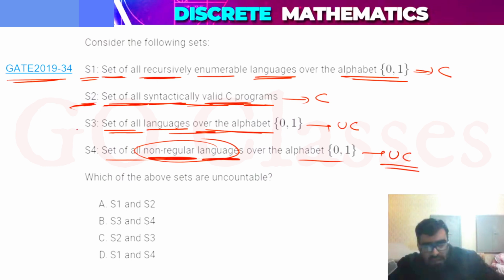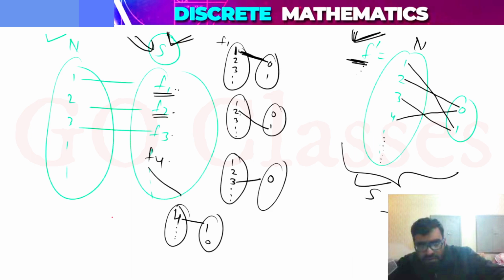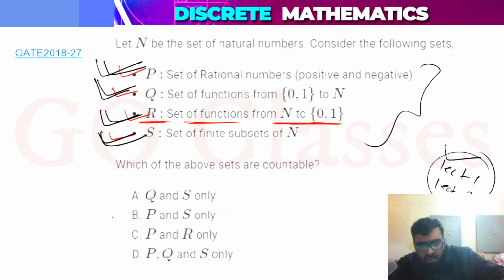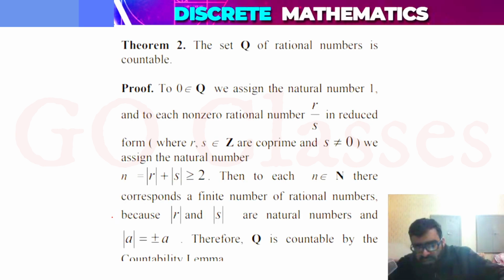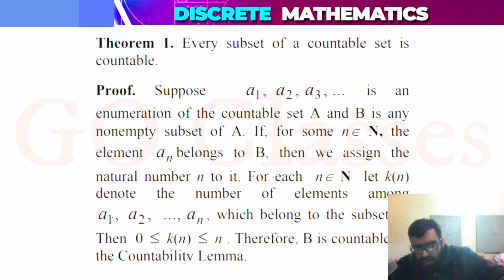He is asking for uncountable, so the answer will be S3 and S4. Answer will be option B. This is a GATE 2019 question. So every GATE question we have already seen. And this set of rational numbers is countable, this we have already seen in the last class. Every subset of a countable set is countable, this also we have seen in today's class.